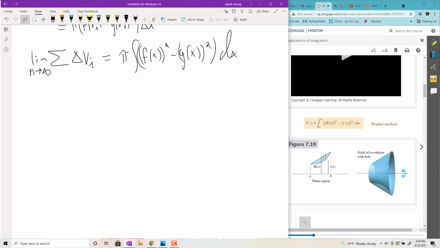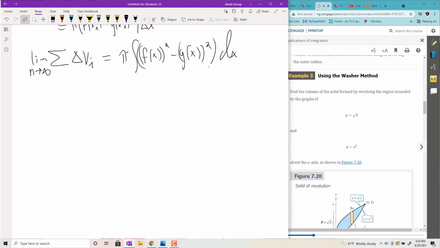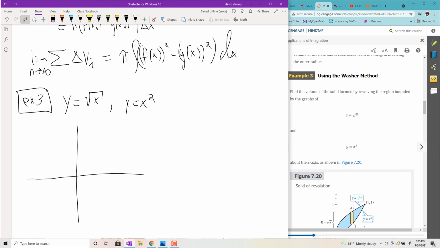Let's take a look at whatever example they have for us. This is example 3. Find the volume of the solid formed by revolving the region bounded by the graphs of y equals square root x and y equals x squared about the x-axis. So let's get a picture. So x squared, and I guess they're going to intersect at 1, 1, aren't they? So let's make it a little bigger.